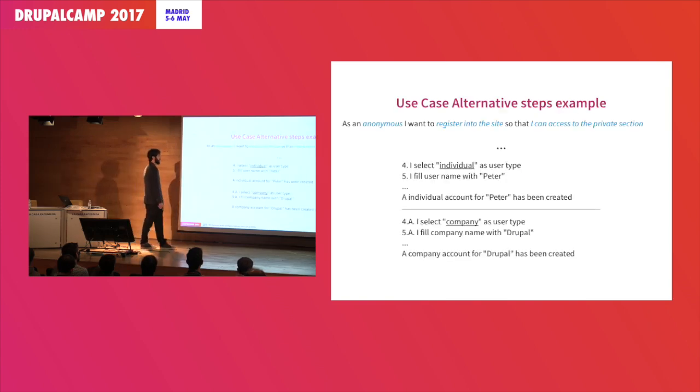So this is an example in text. I select individual, a user type, I fill username with Peter, okay? An individual account has been created. Also, post-condition can change. And if I select company, then a company account has been created. Simple?